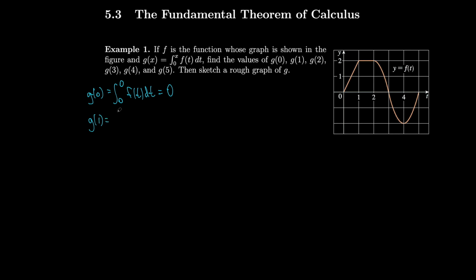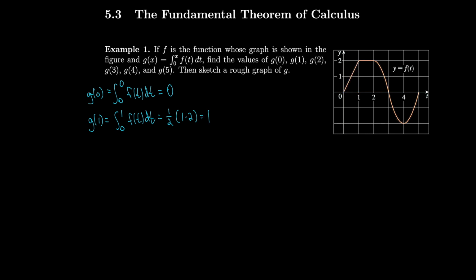G of 1, on the other hand, is the integral from 0 to 1 of f of t dt. So for that, we have to look at our graph. We see that we are going from 0 to 1. So that is going to be the area underneath this curve. It's a triangle, so we're just looking for this area. It's half of base times height. So for that triangle, it's going to be half of the base, 1, times the height, 2. So it's just 1.